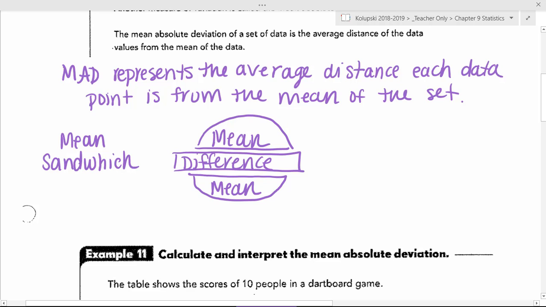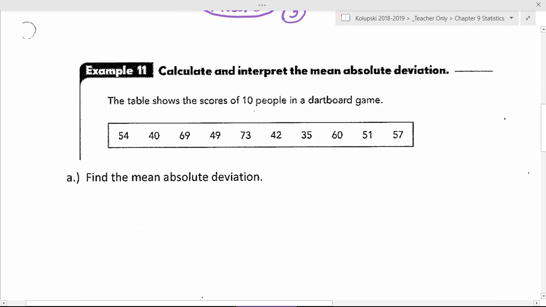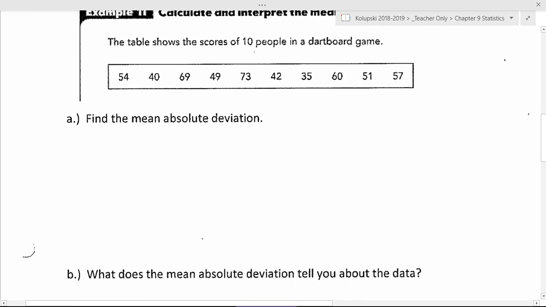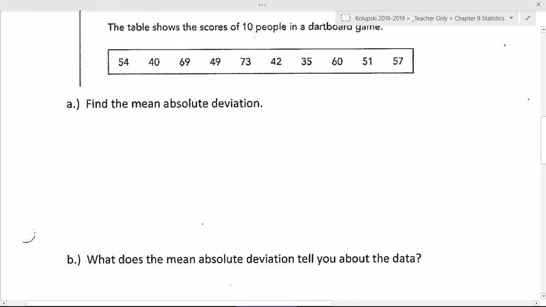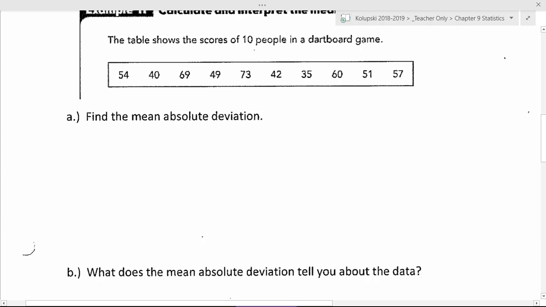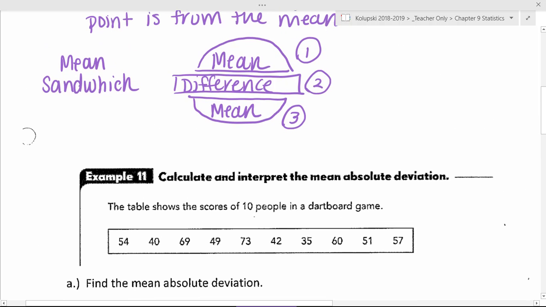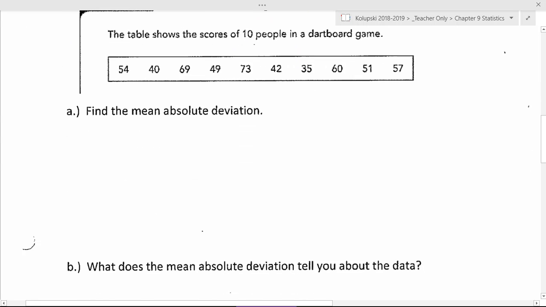And we're going to eat our sandwich in a new way. Normally, we would eat it so we get all the parts, but we're going to eat the top piece of bread, then we're going to eat the middle, then we're going to eat the bottom piece. So this is going to be step 1, step 2, and step 3. Just a fun way for us to remember how to do this. So here is the table. It's going to show us scores of 10 people in a dartboard game. So we're going to do those 3 steps. We're going to find the average, we're going to subtract, and we're going to find the average again.